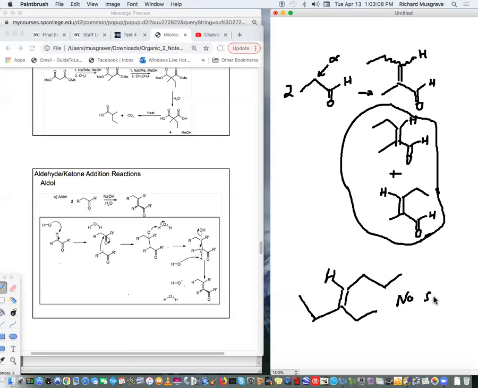Can anybody tell me why? You have two of the same, it's symmetric on the bottom. It's symmetric on the bottom, that's right. It's got two of the same group attached here and here. Meaning if I switched the hydrogen with that propyl group on the other side, I'm not changing anything because the groups down the bottom are the same.